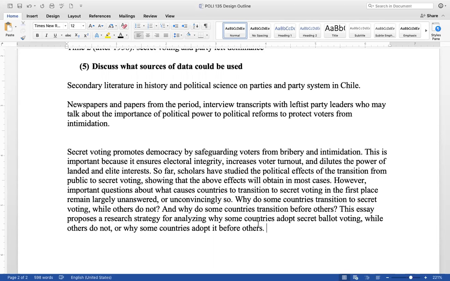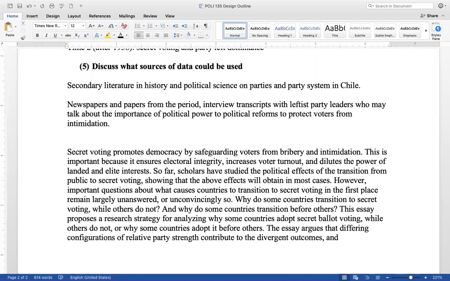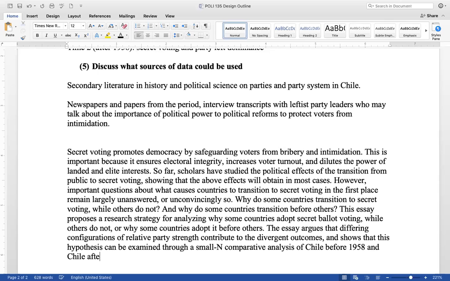I've been arguing about the importance of relative party strength, right? And kind of the balance of power between the party right and the party left. So what I say at this point is the essay argues that differing configurations of relative party strength contribute to the divergent outcomes, and shows that this hypothesis can be tested, can be examined through a small comparative analysis of Chile before 1958 and Chile after 1958.